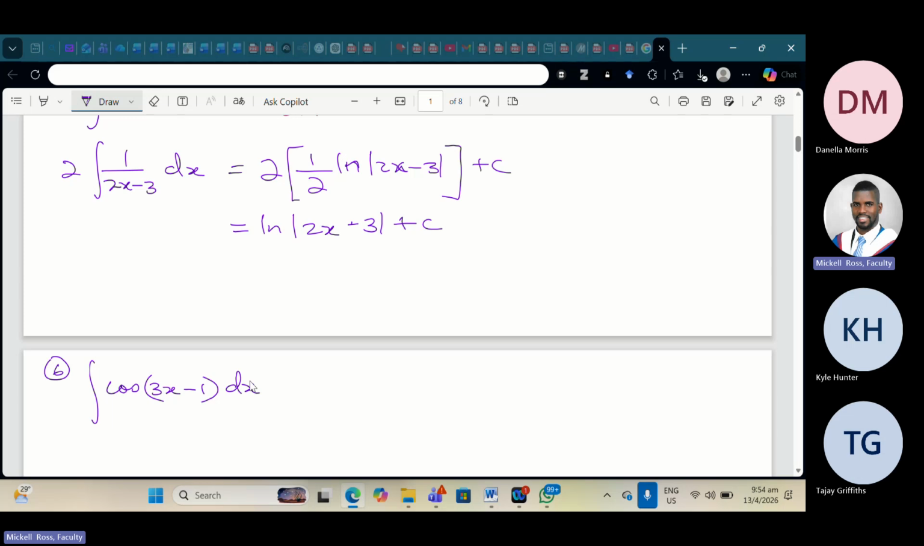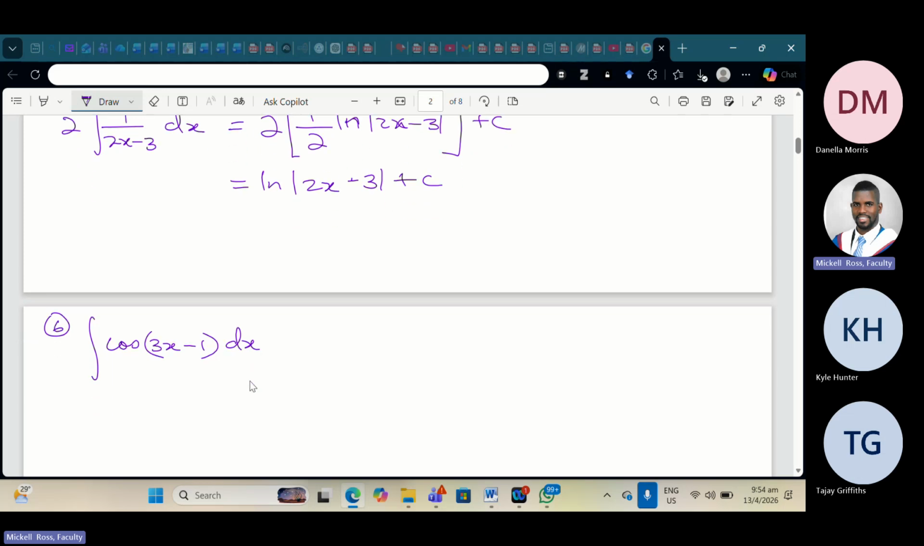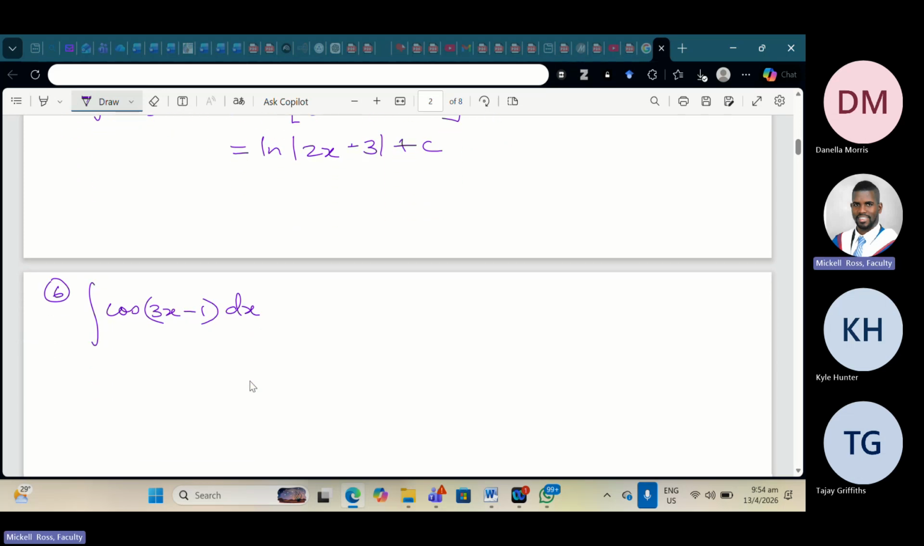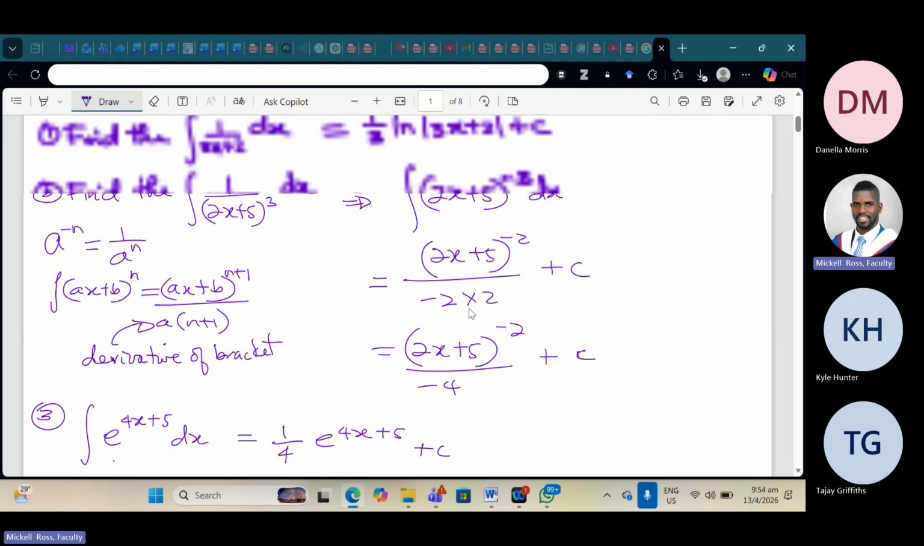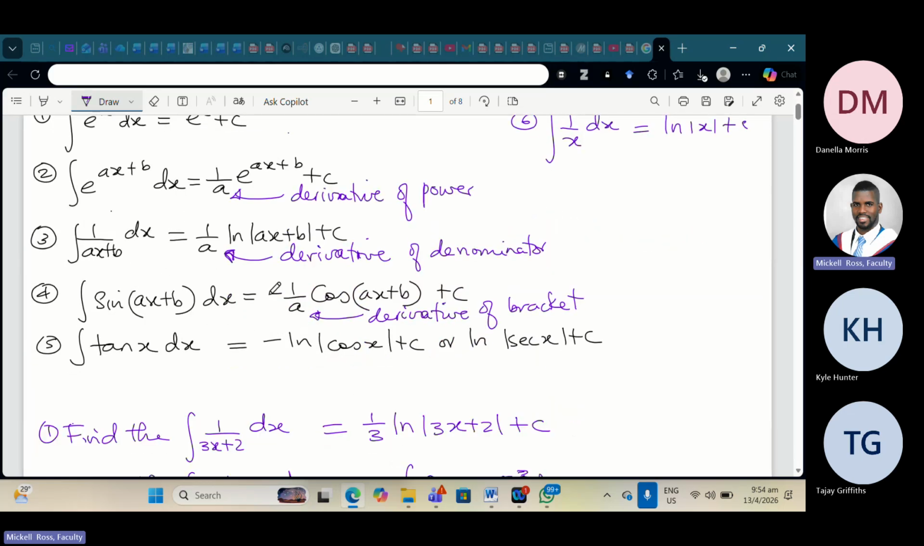Now, the integral of cos is just sine, right? So when you integrate cos, you get sine. So we're going to get 1 over 3 sine 3x minus 1 plus c. Because remember, this applies to this rule right here. So you're going to get 1 over the derivative of the bracket.